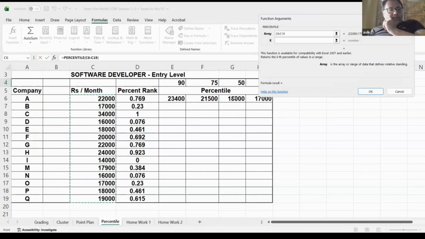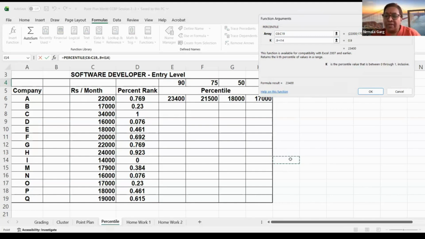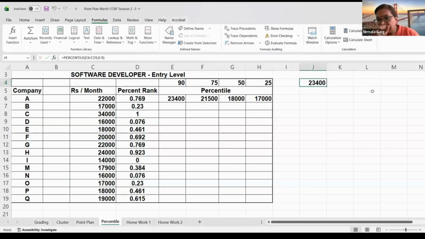Got it? Now 90th percentile, so that means K will become what? 0.9. Okay, let me put it here. How much? 23,400. So this is your 90th percentile data. The value of the 90th percentile is 23,400.